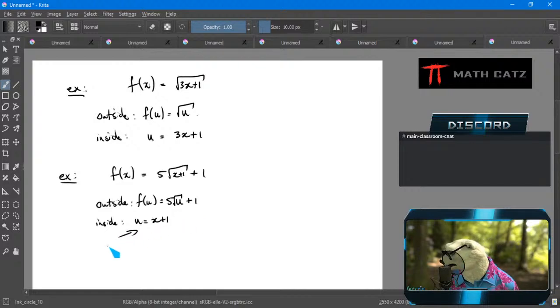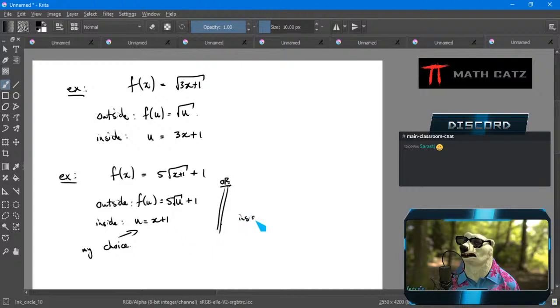So I'll emphasize here, this u was my choice. It's my choice. I could have chosen something else. Very often, there are other choices for the inside function. Not always, sometimes. More than you think. I could have chosen an inside function. I call it u. I could have chosen the square root of x plus 1. Why do I write so small? I don't know. Square root x plus 1.